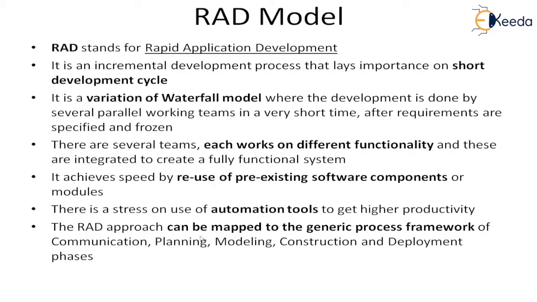The RAD approach can be mapped to the generic process framework of communication, planning, modeling, construction, and deployment. So when we write our phases in each of these component developments, that can be mapped to the generic process framework. In the generic process framework, we had these 5 phases: communication, planning, modeling, construction, and deployment. These 5 phases can be very nicely mapped to the concept of RAD development. So let us see how we do that.